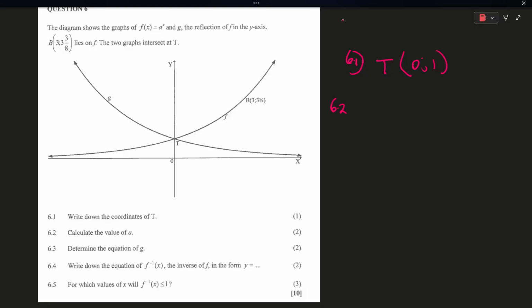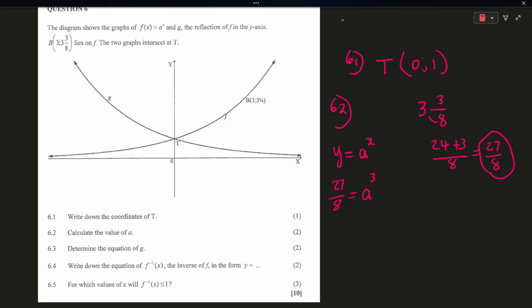6.2. Remember, you can always get these marks for free. When they give you a coordinate, you just go and replace it. Now, let me start by solving this. It's 3 over 8, so you multiply: 24 plus 3 over 8, which is 27 over 8. That is what I'm going to replace where there is y. So y is equal to a to the power of x. What is y? 27 over 8 is equal to a. What is x? x is 3.